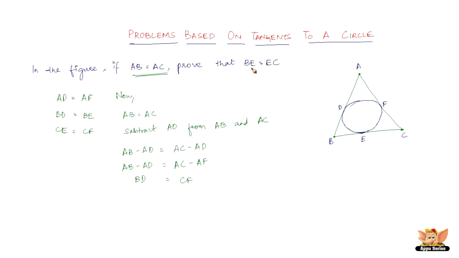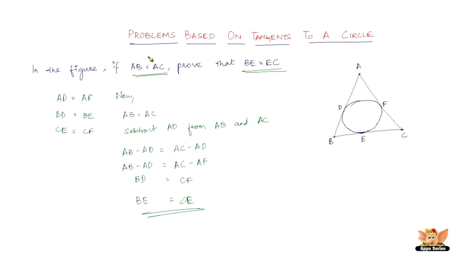Now what we have to prove is BE equals EC. How is this going to help? Well, we know that BD equals BE, because tangents from an external point to a circle are equal. So let's replace BD by BE. And then again, we know that CF equals CE because tangents from an external point to a circle are equal. Therefore, we replace CF by CE. And here we are. We proved that BE equals CE.